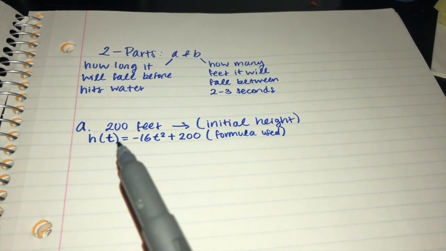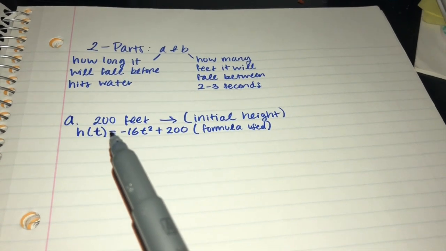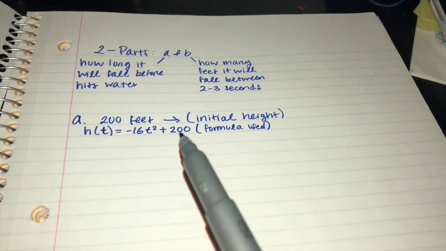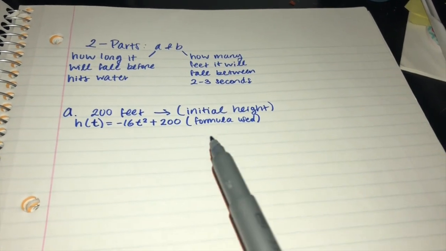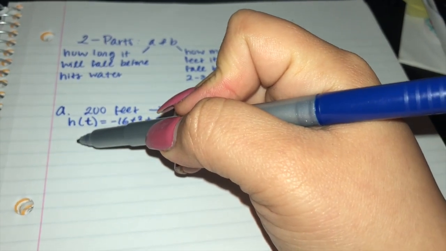So for the first part, for A, we already know the initial height, which is 200 feet, and we already have our formula that we're going to be using that includes the initial height at the end. So with this, it's really quite simple. You just have to, instead of h of t, we're gonna put 0 and then plug in the rest of it.